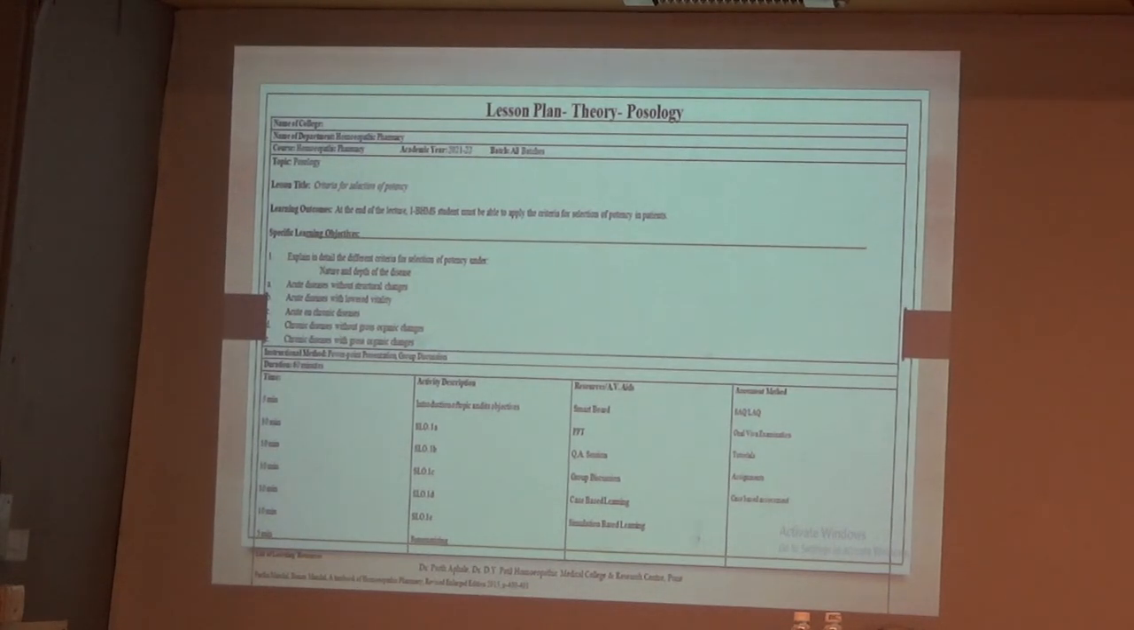Lesson plan: if I am going to teach criteria for selection of potency, explain the different criteria according to nature and depth. Acute diseases with structural changes, acute diseases with lowered vitality and so on. Each of these has SLOs, teaching learning methods, assessment methods, sources, resources. So this is how the SLOs which are there in the CBDC template can now be converted into a lesson plan. So if the entire topic is going to be taught in 6 lectures, you will have 6 lesson plans for that particular topic. So for potentization, if 6 hours are allotted, 6 lesson plans can be formed for each and every particular lecture.